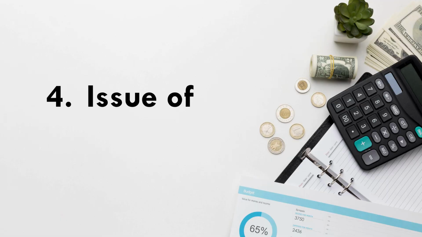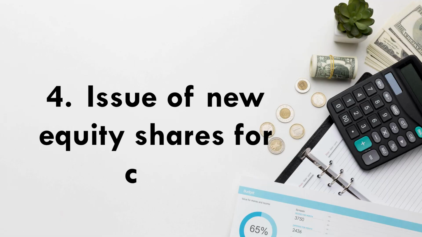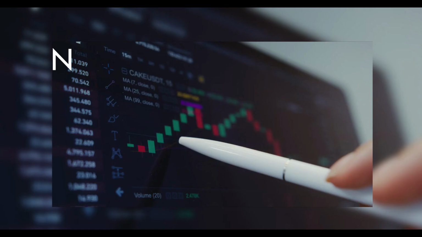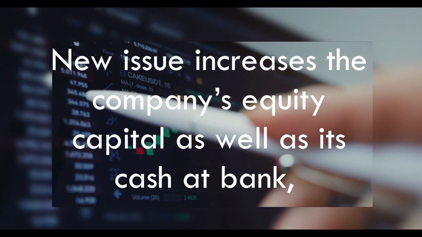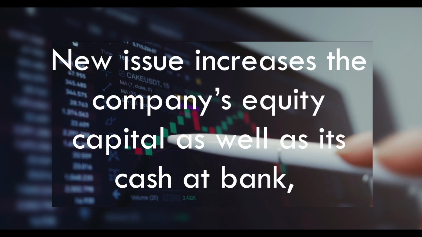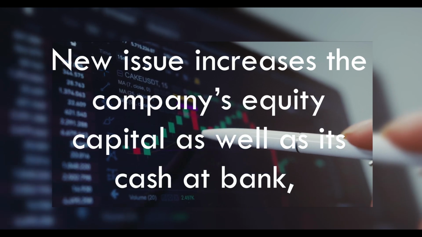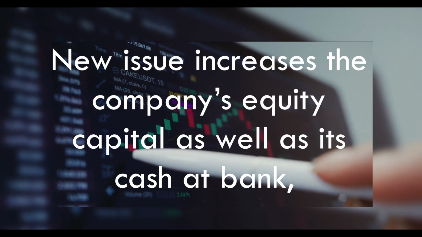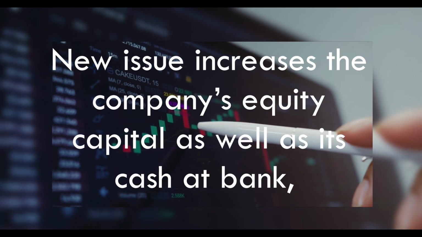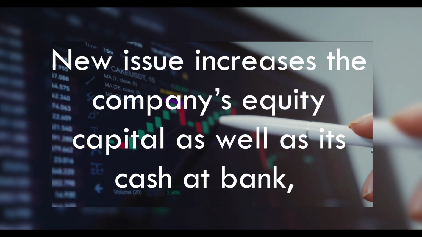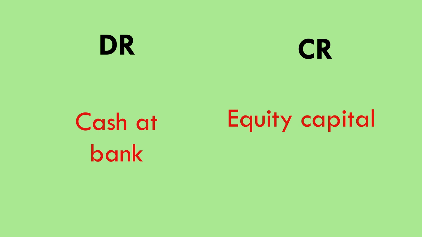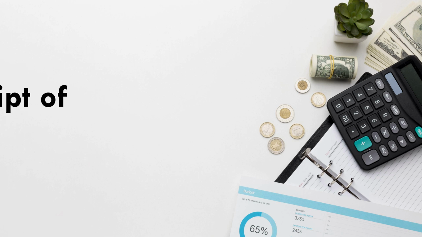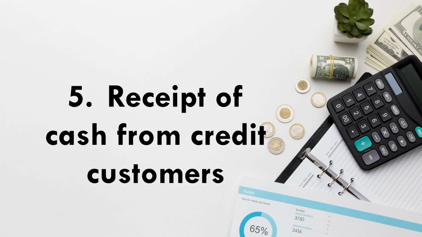Another transaction I want to use is issue of new equity shares for cash. New issue of shares increases a company's equity capital as well as its cash at bank. Cash at bank is an asset. Equity capital is, of course, an element of equity. As such, the journal entry will be as follows: debit cash at bank because of the increase in assets, and credit equity capital.